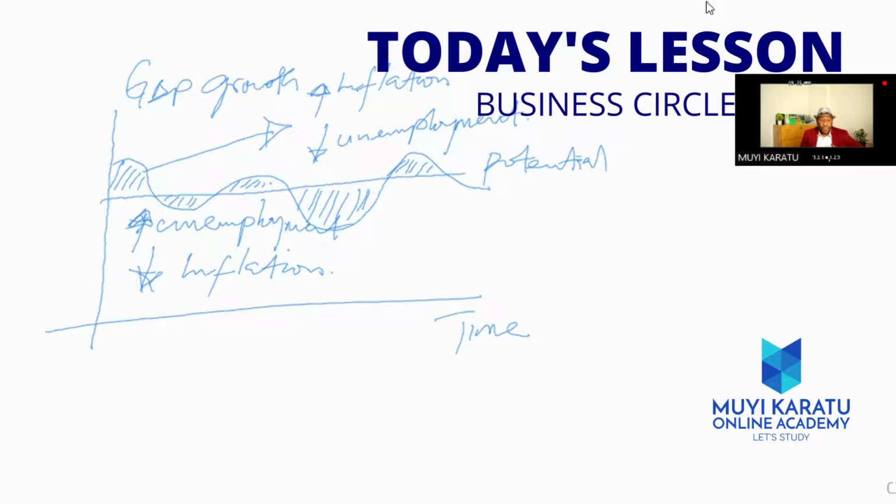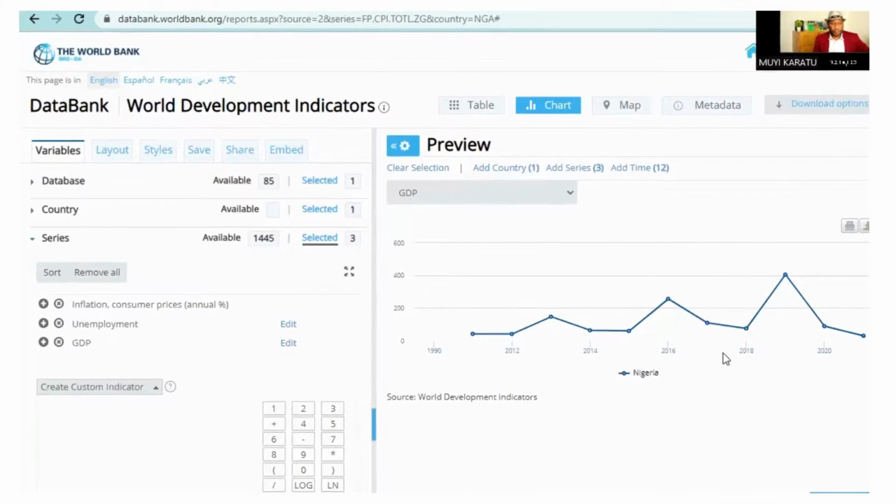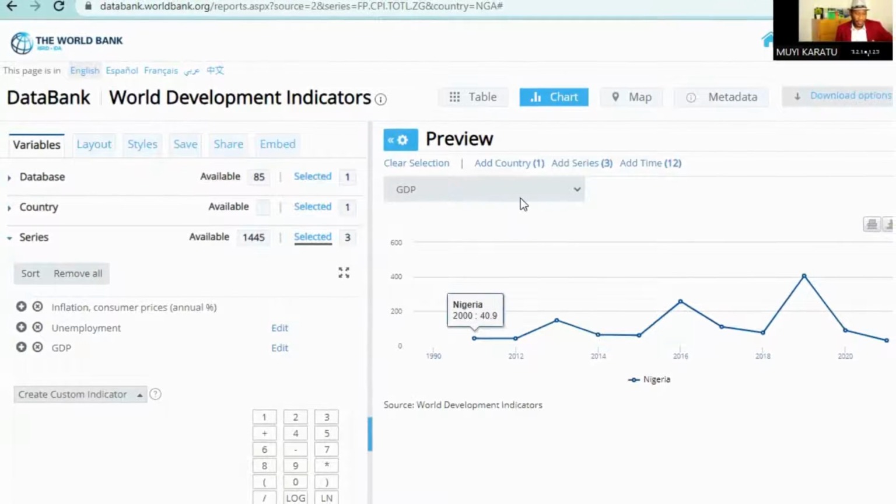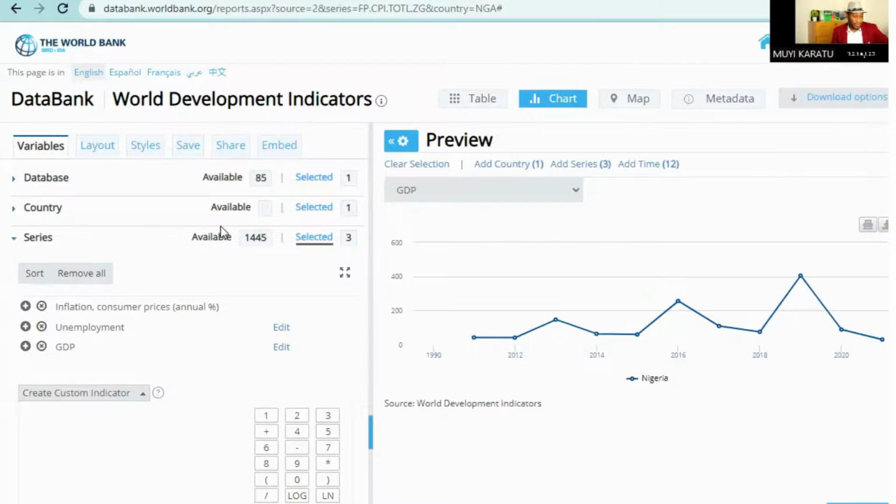So let's stop this. I've stopped the whiteboard. I'm going to share this World Bank graph. Okay, this is the World Bank map. I've taken Nigeria, for example, and we have the country available. We've taken about 3 indicators. We have inflation, we have unemployment, we have the GDP here. So we put them all together, so you can use any one you like.